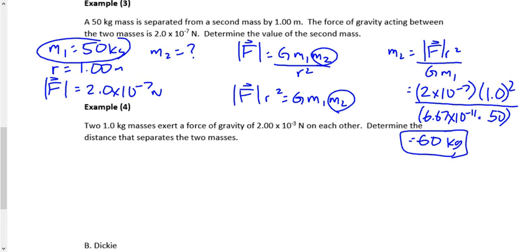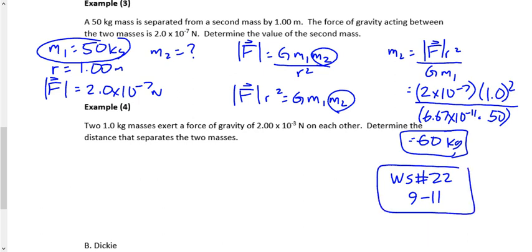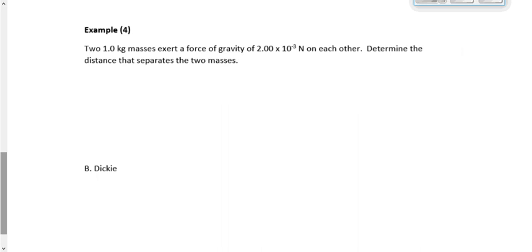Once you've got the gist of example number 3, I'd like you to pause the podcast again. Take a look at worksheet number 22. Specifically this time, I'd like you to look at questions 9 to 11. Once you're finished questions 9 to 11, I'll ask you to come back to the podcast and take a look at example number 4. If you've finished questions 9 to 11 on your worksheet, take a look at example number 4 now.